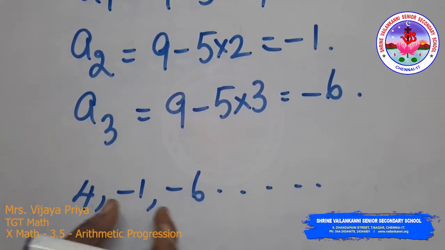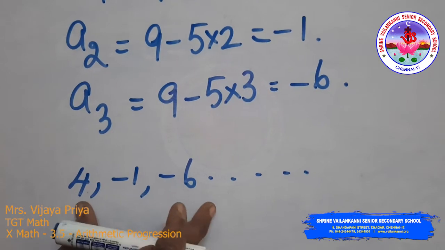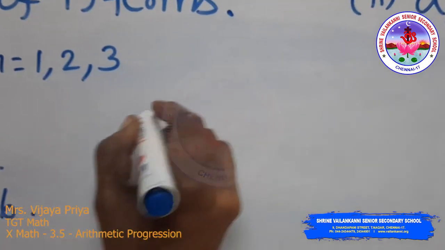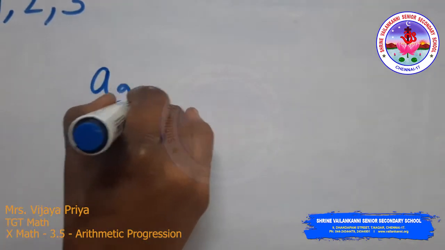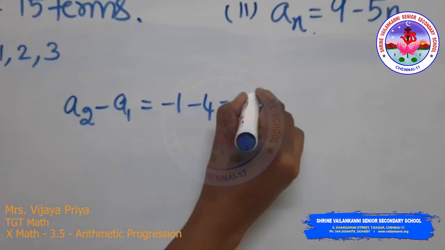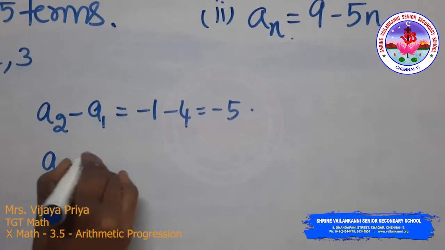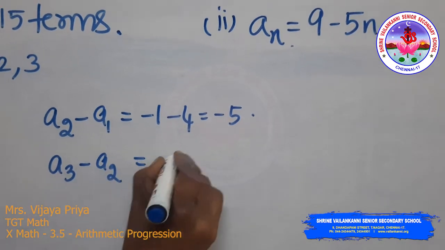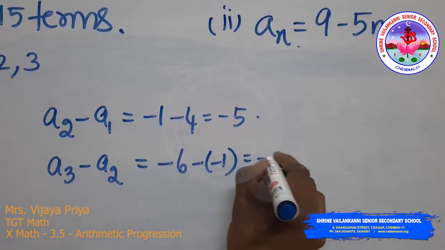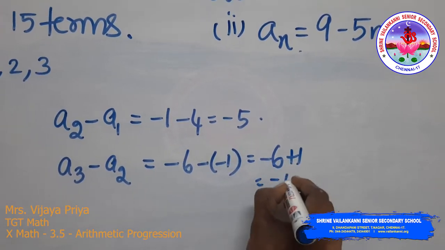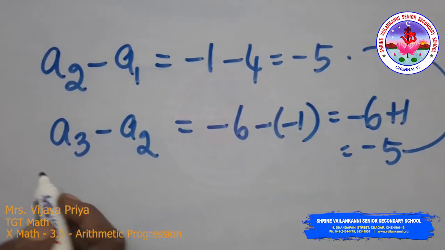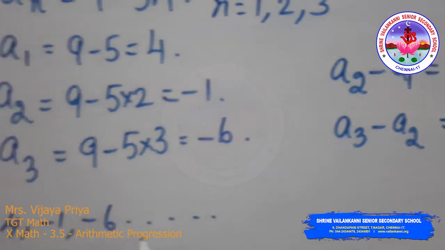So I found out only 3 terms. I am going to check whether this sequence forms an AP, where you want to see that the common differences are the same. So a2 minus a1 is equal to minus 1 minus 4, which is minus 5. Again a3 minus a2 is equal to minus 6 minus of minus 1, which is equal to minus 6 plus 1, so minus 5. Hence the common difference is the same in the sequence. So this sequence forms an AP.